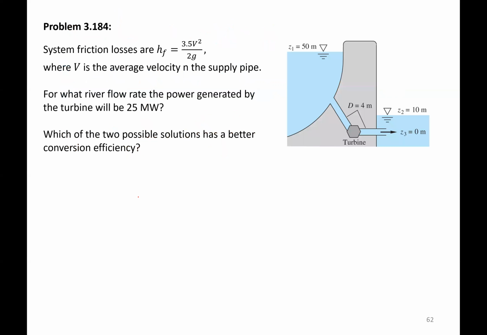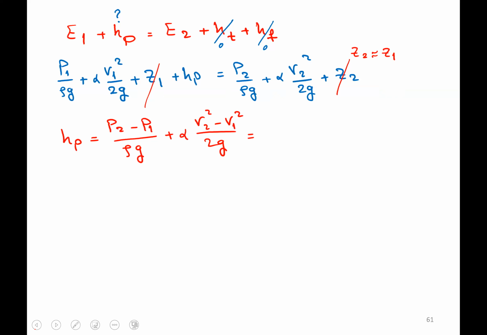HP is equal to P2 minus P1. P2 is given 400 kilopascal minus P1, which is 120. And then we need to convert this to Pascal, so I multiply it by 1000. And then this is divided by rho G. Rho is density of water multiplied by G. So you can say density of water is 1000 multiplied by G, which is 9.8. So that's the first term.